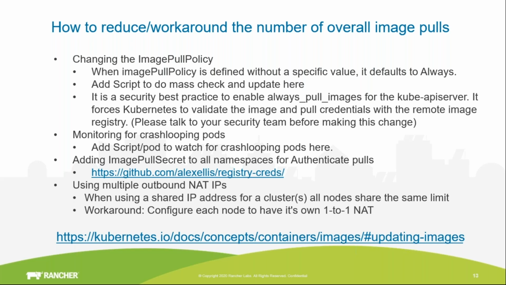So one of the easy solutions, and oh shoot, I forgot a script there. I'll fix that before I upload it. Is to simply change that policy. So that policy can be changed to IfNotPresent, which says, check and see if I already have that image on the node that I'm requesting. If so, go ahead and just use it and don't do the pull at all.